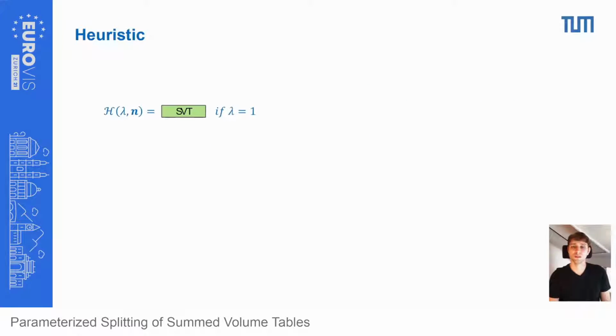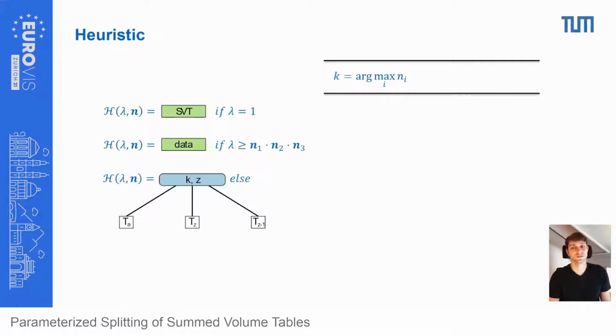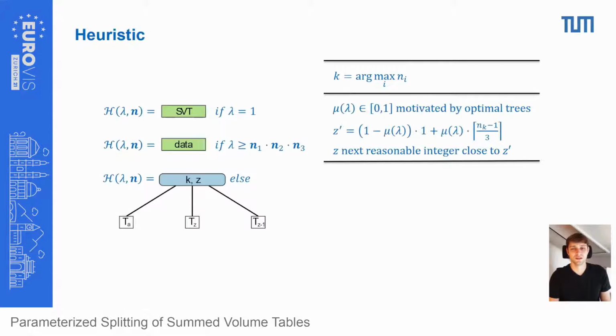For lambda equal 1, we just store the data in a classical sum volume table. If lambda exceeds the number of data value entries, the data is stored as is in memory. In all other cases, the heuristic will create a split. Here, the split dimension k is the dimension in which the volume extends the most, and the subarray length parameter z is obtained by interpolating between the smallest and largest value for z, and then rounding the result to the next reasonable integer. The interpolation function itself depends on lambda and has been derived by fitting it to a small-scale optimal parameter tree configuration computed by our branch and bound algorithm.